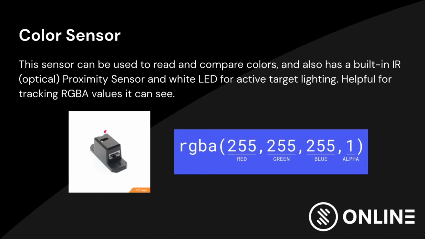And then there's a little white LED that switches on the back right here that you can turn on, which I recommend, because then it floods the environment to make sure that no outside light really influences your values. Sometimes if it's close enough you don't need it. And it's helpful for tracking RGBA values.